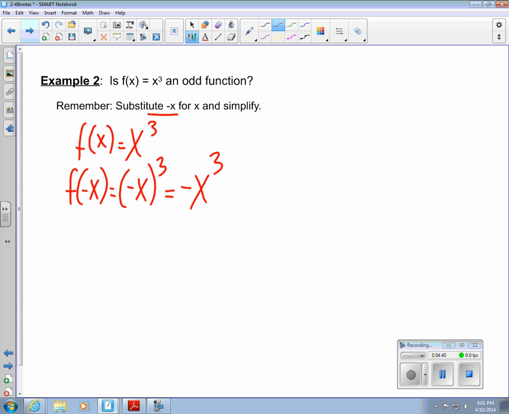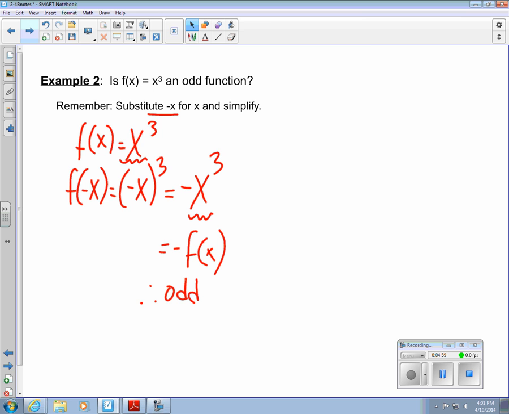All right, and you'll notice that x cubed is our function, and we have a negative. So what we have here is our negative f of x. If we yield our negative f of x, then we know that this function is odd. All right, so just plotting a quick little graph of this.